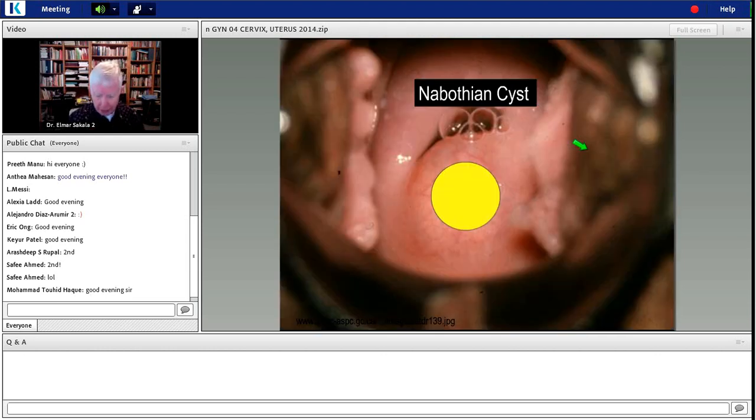Here you can see a fairly large Nabothian cyst. And again, you can see the new squamocolumnar junction is here. Obviously, the old squamocolumnar junction was out here because that's where the old columnar epithelium used to be. And that's what's producing this cervical mucus. Now, let me show you some histology.